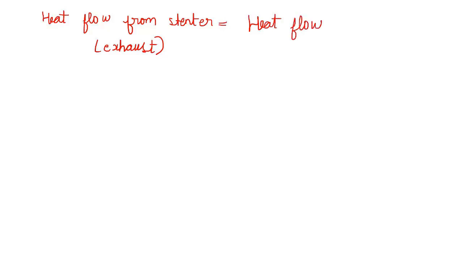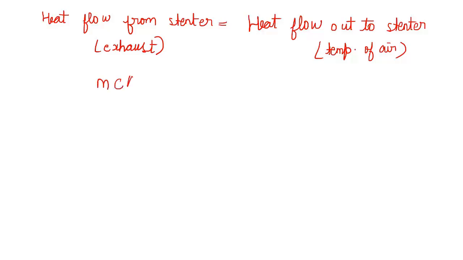So solving this question, heat flow from stentor exhaust is equal to heat flow out to stentor, that is, the temperature of air. What is the formula of heat flow? Heat flow is m c delta T, where c is the specific heat capacity. We can write C1 and C2 for the two streams. Since the mass is the same for both, m cancels out.